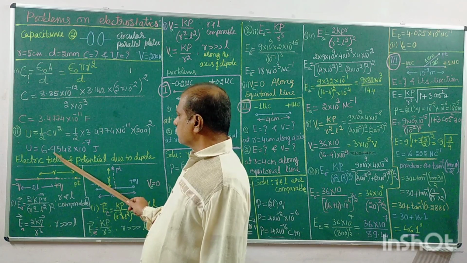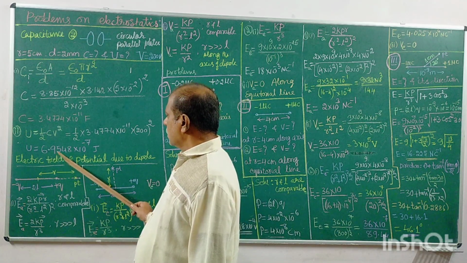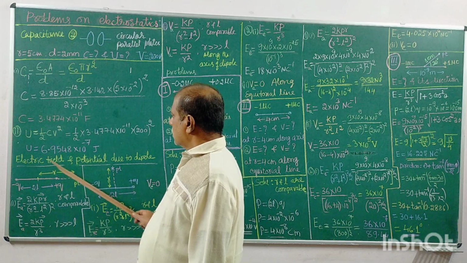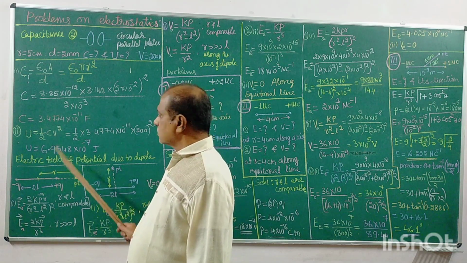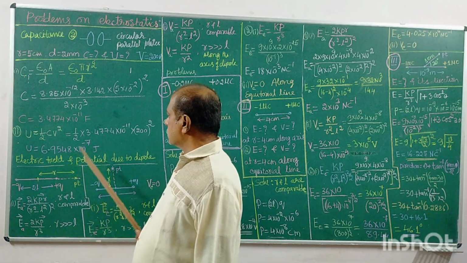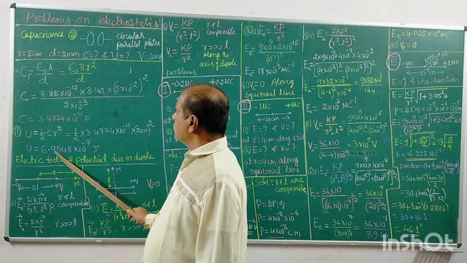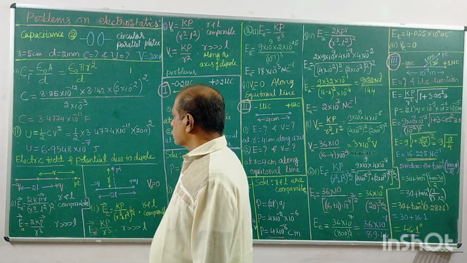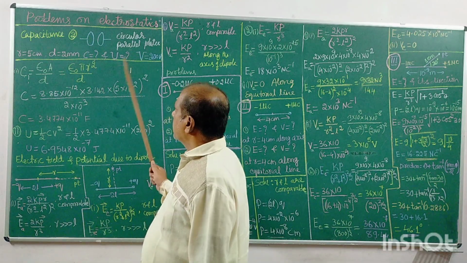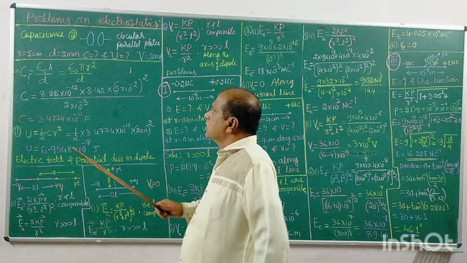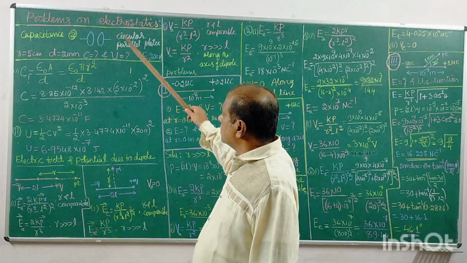We get this value, 6.9548 into 10 to the power of minus 7 joules. That is energy; the unit of energy is joule, J is the SI unit. So look at this, these two values are calculated from the given data. Writing the data or drawing the diagram is the first step of success.